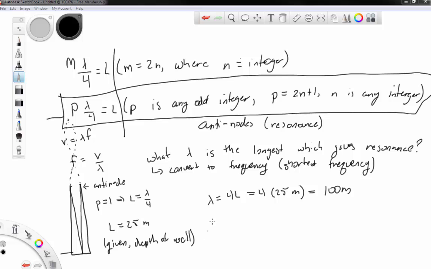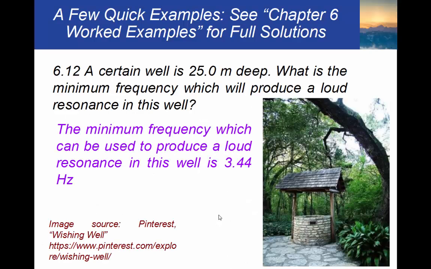So now we've got to figure out what frequency goes with that. And again, frequency is v over lambda. So that's going to be 344 meters per second because it's a sound wave, divided by 100 meters because that's what we just solved for. So that means that the shortest frequency for which you can get resonance out of this well is 3.44 per second, or 3.44 hertz. So the minimum frequency which you can use to produce a loud resonance in this well is 3.44 hertz.